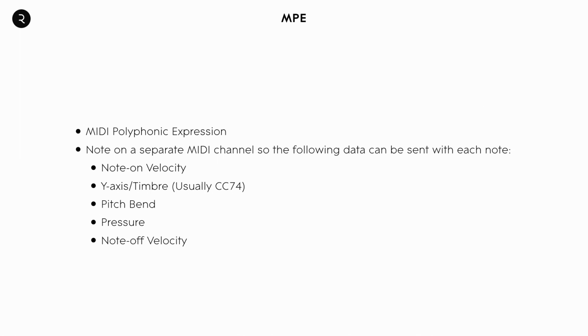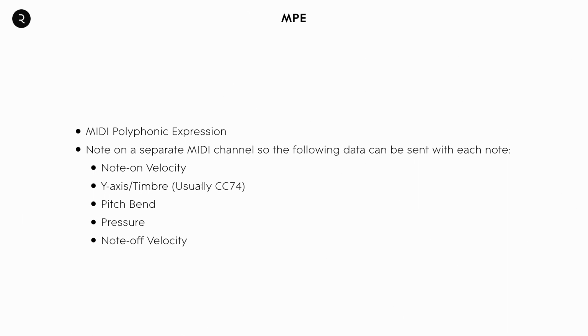And this is all done by applying a different MIDI channel per note, because things like CC messages, pitch bend messages, and channel pressure are all per channel. By sending it per note, we're able to create this association per key instead of per channel.